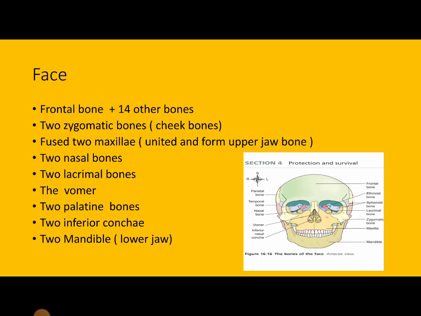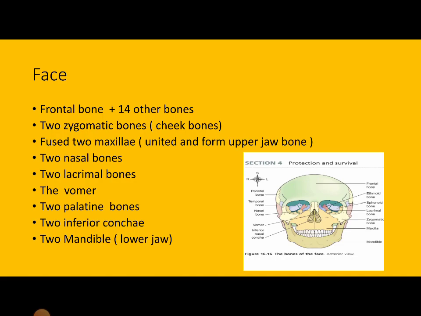Let's discuss the face. The face consists of the frontal bone and 14 other bones. Two zygomatic bones, these are cheek bones. And then two maxillae, they fuse and form the upper jaw. This is the upper jaw bone.